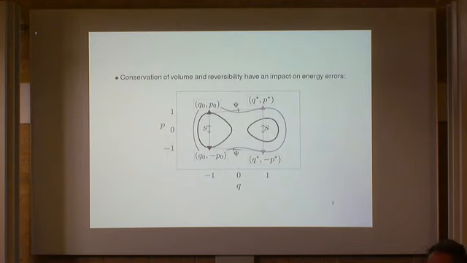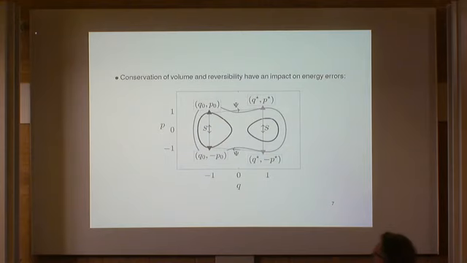The fact that we are dealing with schemes that have to be both volume preserving and reversible has a big impact on your energy errors. And this is in this figure. So Q naught, P naught is your initial condition. And then just imagine that you integrate and you go to that point Q star, P star. We've increased energy, because we are at an outer energy level, and we are not happy. Maybe we get a rejection.